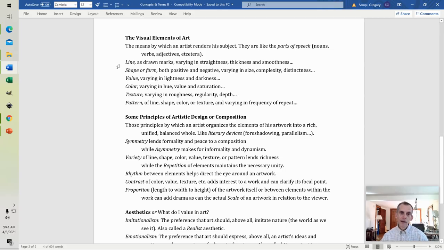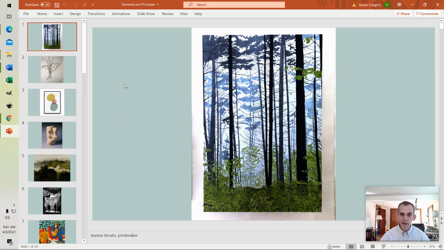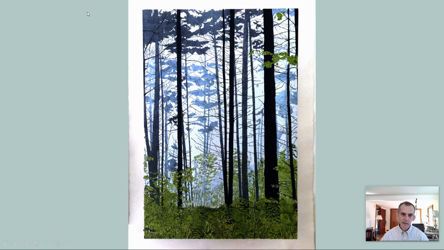Okay, so let's look at some pictures and we'll talk about what these things are: line, shape, form, value, color, texture, and pattern. An example so that you can recognize them in an artwork. This is a print by Jean Amato, and you see here lines. This is an example of line, and here I go.